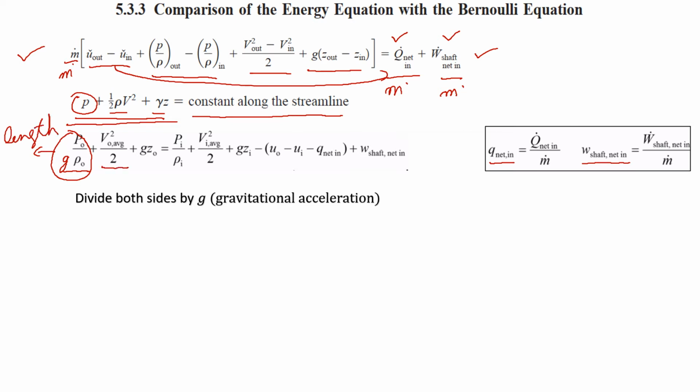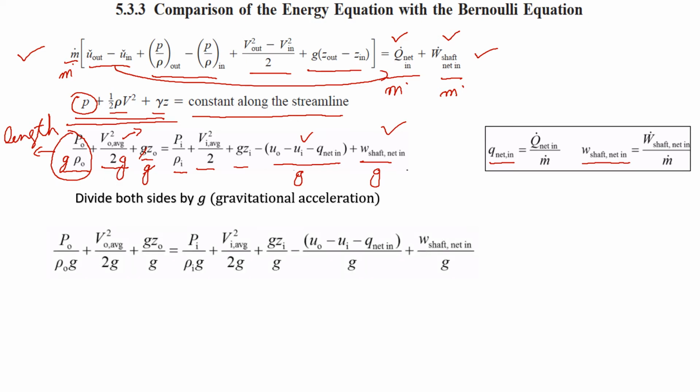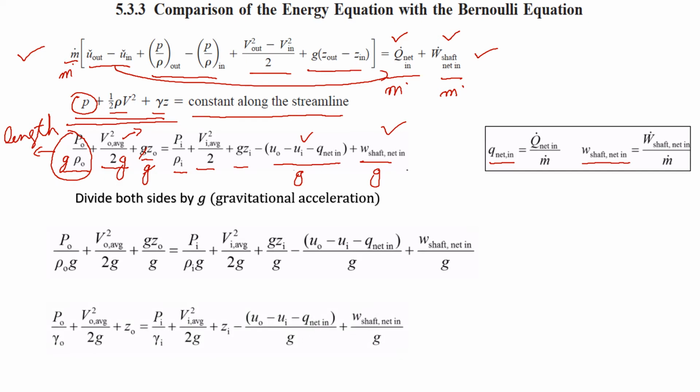Same for this: if I divide this by g, I will get a unit of length, and if you divide this by g, you will get, as you can see, a unit that is length, and the same goes for these two. And these terms will represent my losses, which I will discuss in a little while. So let's divide this equation by g and see how it behaves.